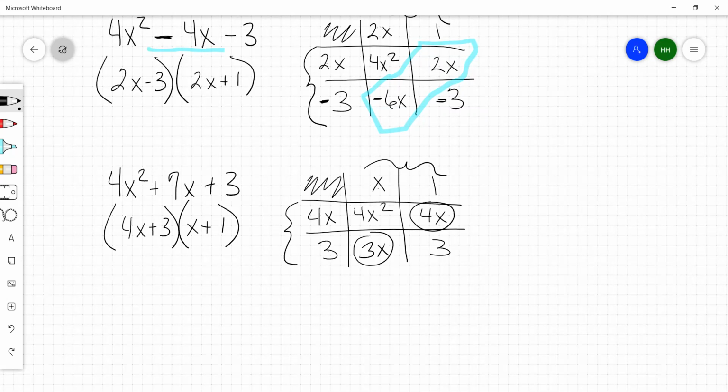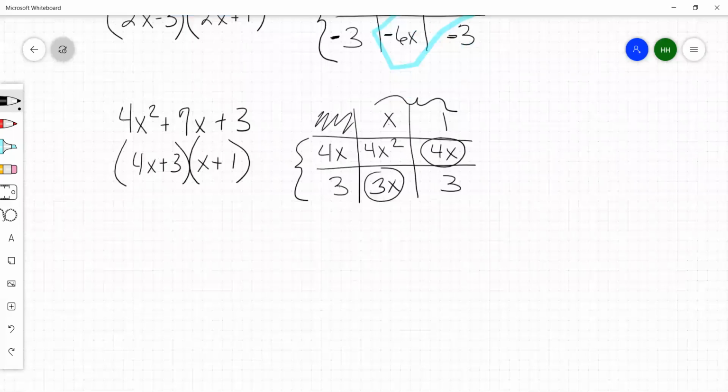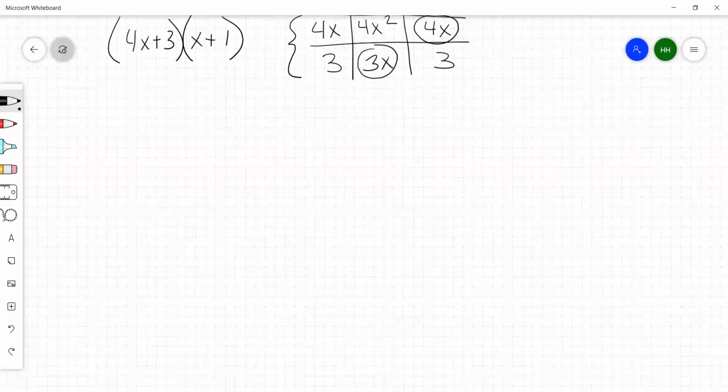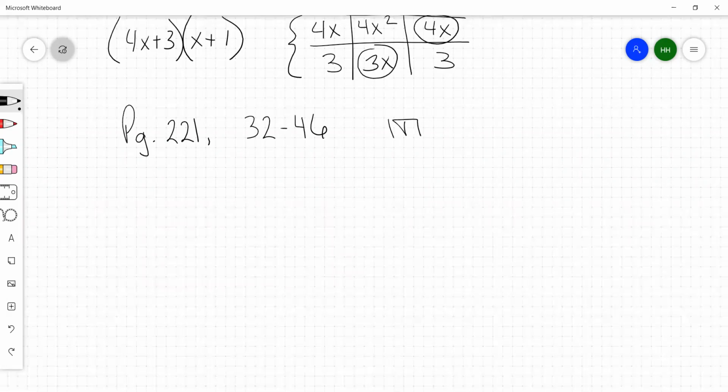All right, so your practice for today is on page 221, 32 to 46. As always, it's going in the basket, or you're going to email me a picture of your work when the period is over.